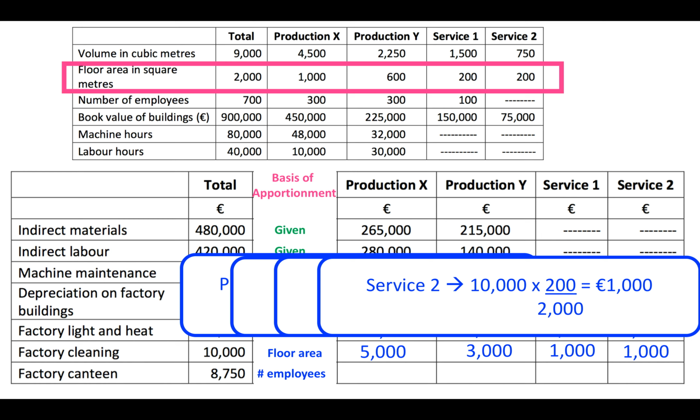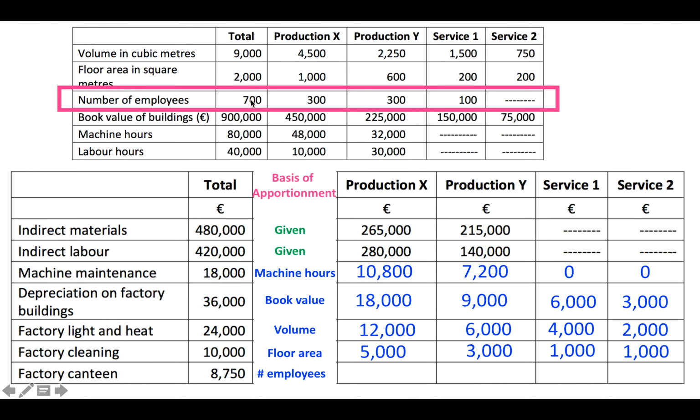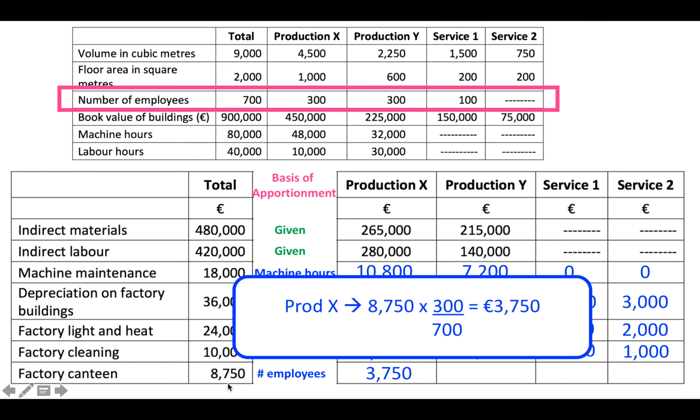Then we've got the factory canteen, so the cost there in total is 8,750 euro. So we need to split that up between the number of employees within the different departments. So number of employees, 700 in total. There's 300 in production X, 300 in production Y, and 100 in service 1. So production X, 8,750 multiplied by 300 employees over 700 employees total, which is 3,750.